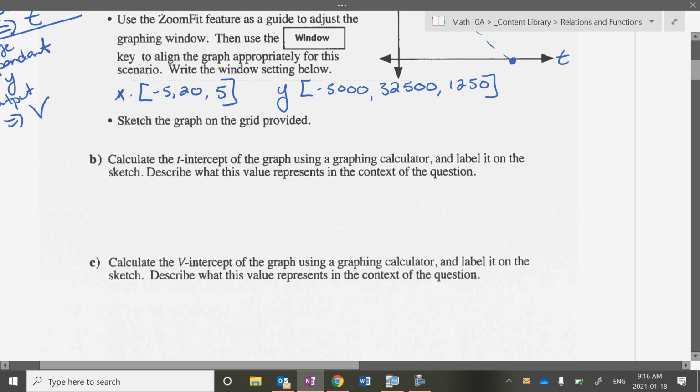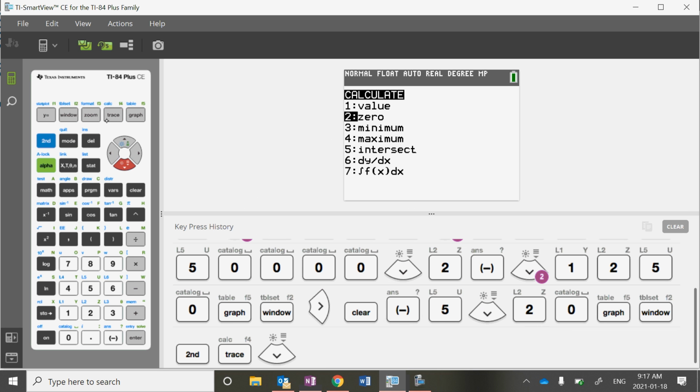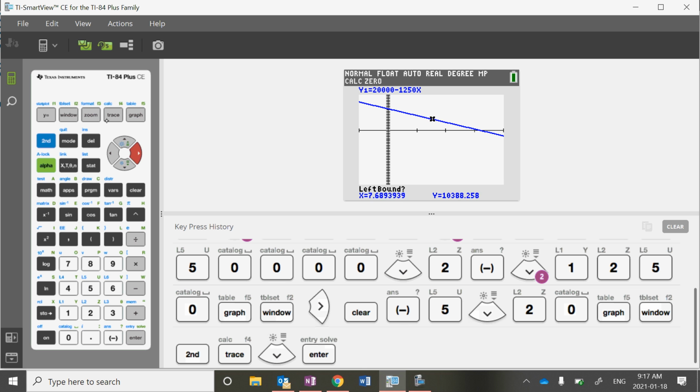So then part B, calculate the t-intercept. t is our x value here of the graph, using your calculator, and then label it. So remember, to calculate our x-intercept, this is where we're going to do second trace, and you're going to go to zeros. Is it 0 or zeros? So second trace, go down to 0. Go to the left side of where it crosses, go to the right side, enter, enter.